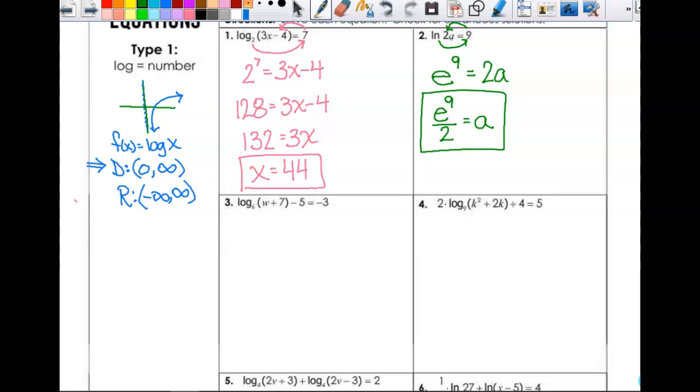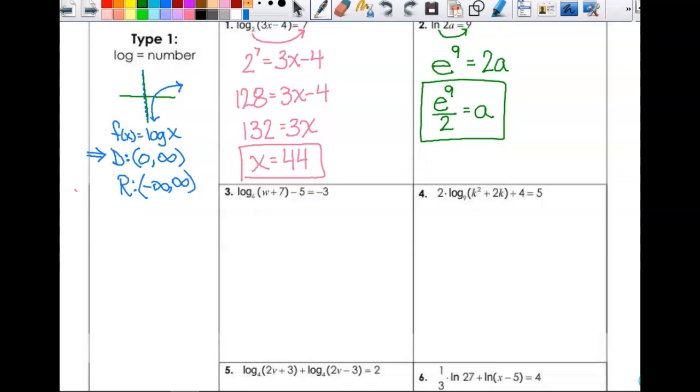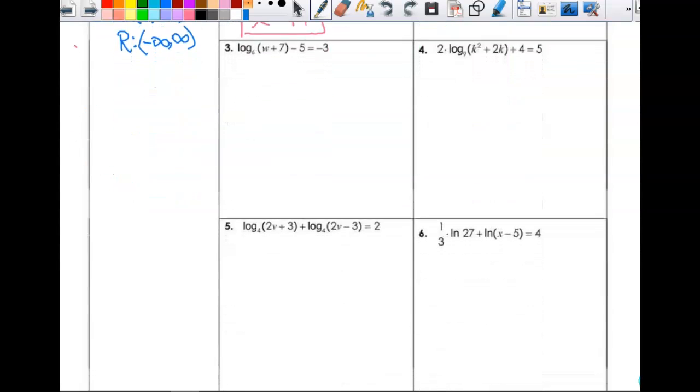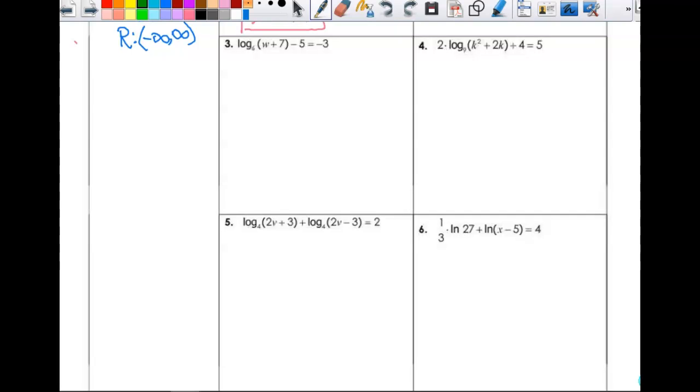All right, so we're going to jump to number 4. So remember, I have to first condense and isolate. So I have a log and I have this right here. So I think I want to go ahead and subtract this. So I'm going to subtract 4 from both sides. So that gives me 2 times the log base 9 of k squared plus 2k equals 1.